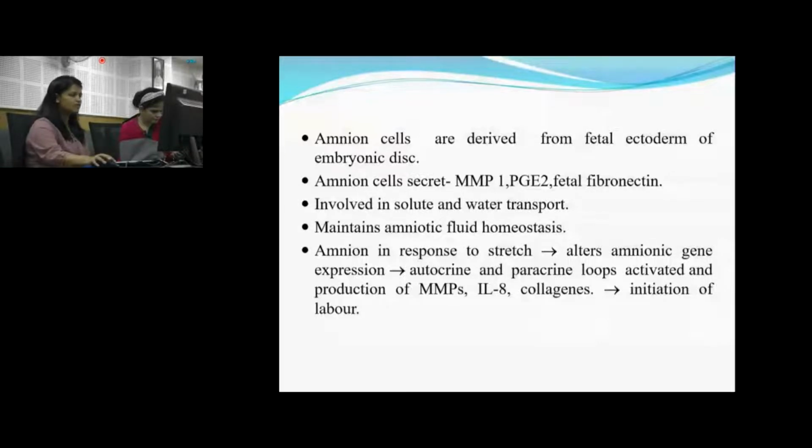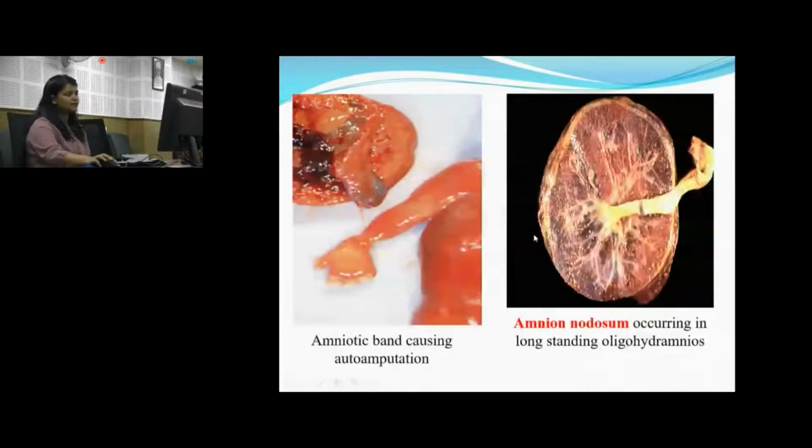Now, there is a theory of induction of labor which is also associated with the amnion: in response to stretch, there is an alteration in the amniotic gene expression. This leads to activation of various autocrine and paracrine loops and increased production of MMPs, interleukin 8 and collagenase. This leads to initiation of labor. Amnion can also cause amniotic bands, and here you can see that in long-standing oligohydramnios, it can have amnion nodosum.